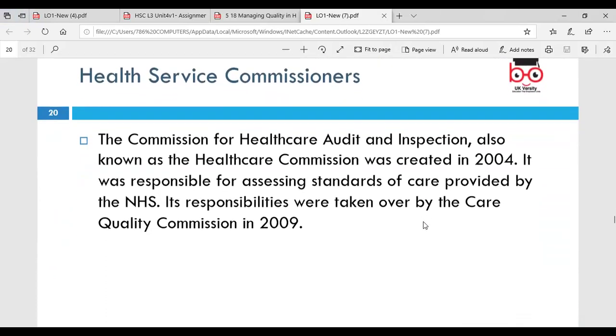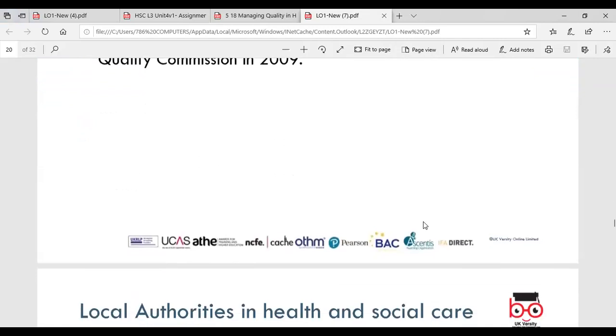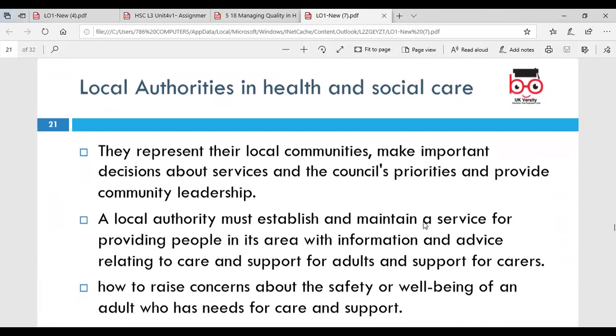And then we have the health service commissioners. So we have commissioners for healthcare audit and inspection. This Healthcare Commission was established in 2004, and it was also responsible for assessing standards of care provided by the National Health Services. Its responsibilities have been taken over by the Care Quality Commission, which is CQC, we've just talked about, in 2009. We talked about how CQC works and what its main objectives are, keeping everything people-centered and quality being the main core value.